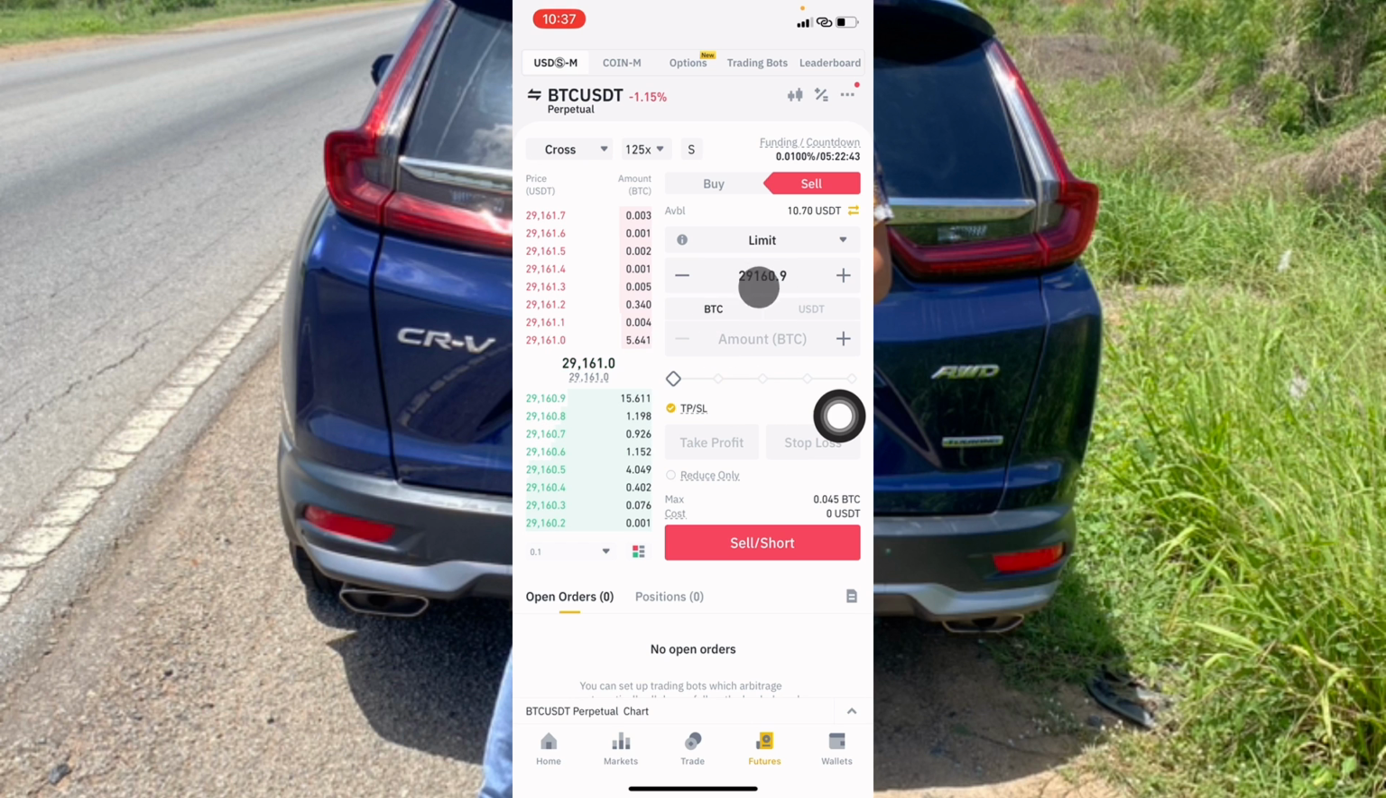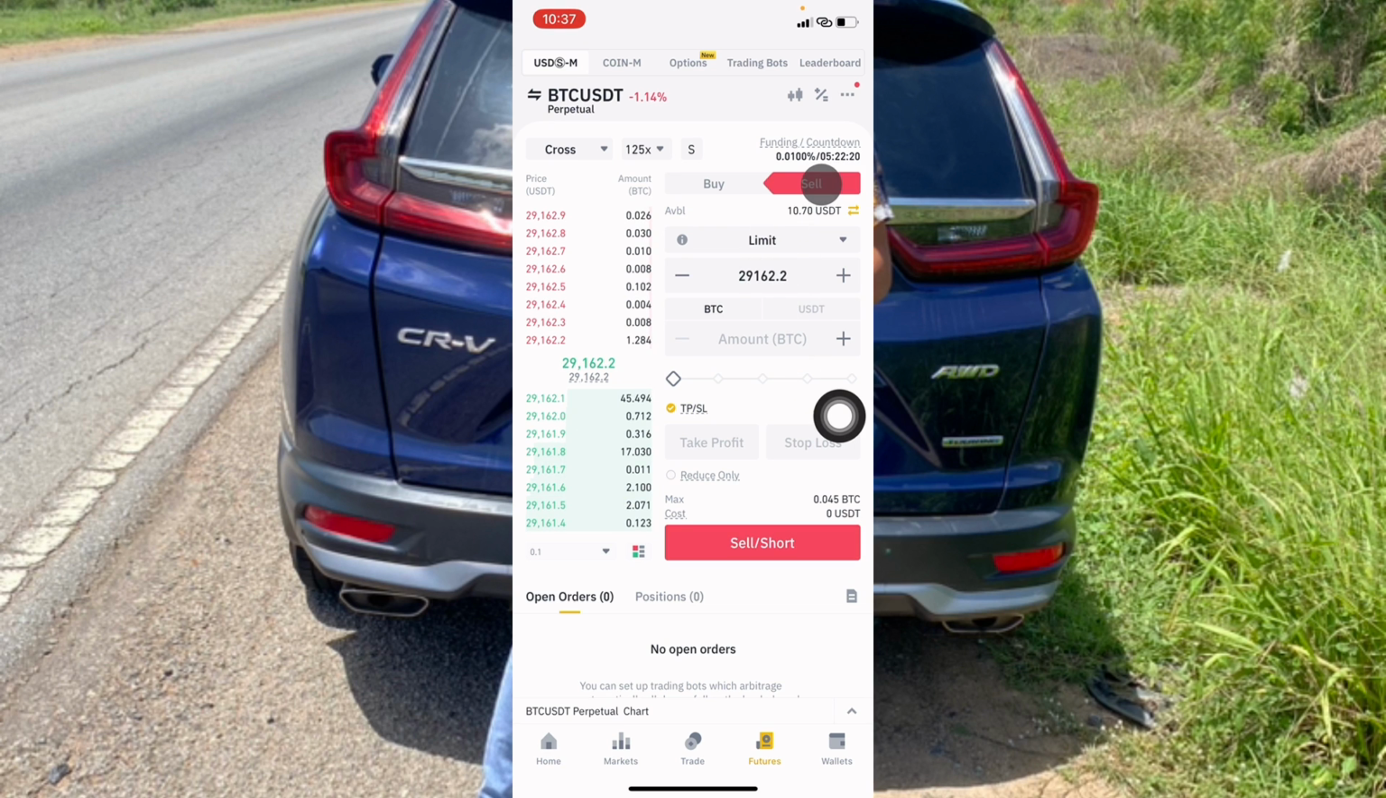So now we have what we call limit. Our current balance is 10.7 USDT. Then we have buy here. If I think Bitcoin is going to rise in the next second or next minute, I can click on the buy at the top, then I'll enter my values. I'll be explaining these things in a bit, so just pay attention.